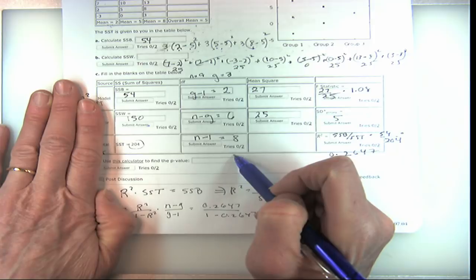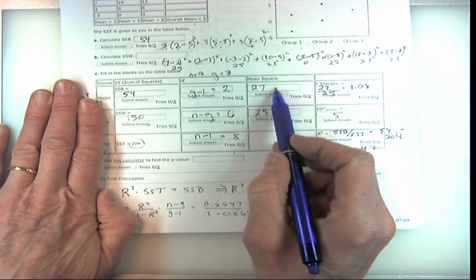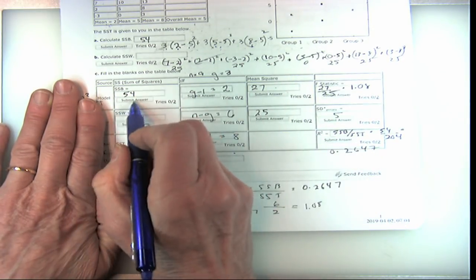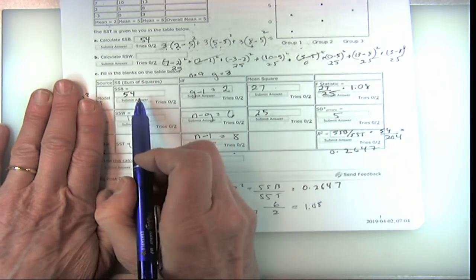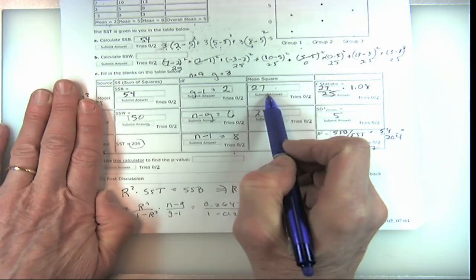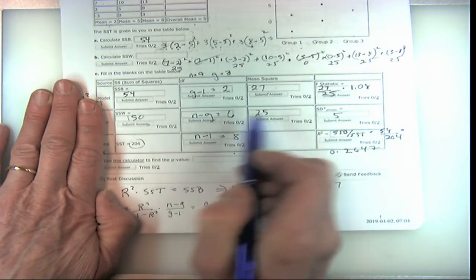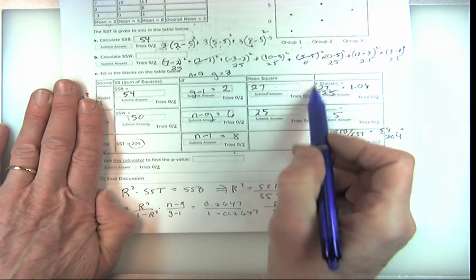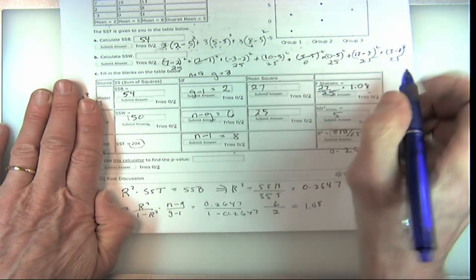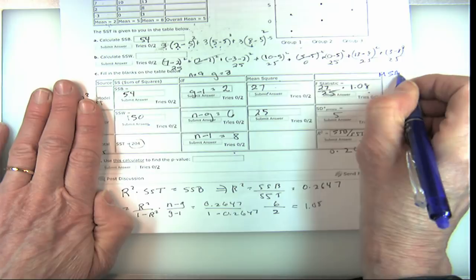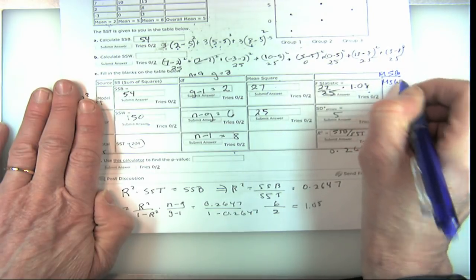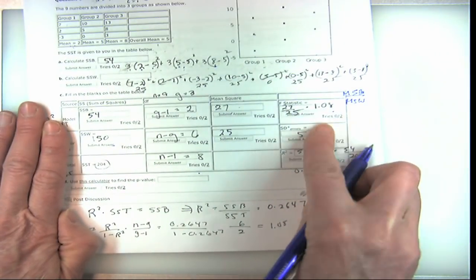Okay? And then, how do I get these mean squares? It's the way we always do it. This is the same structure as for regression. It's exactly the same thing. 54 divided by 2 is 27, and 150 divided by 6 is 25. And that's how you get the F statistic, the mean square between over the mean square within. It's exactly the same as in regression.